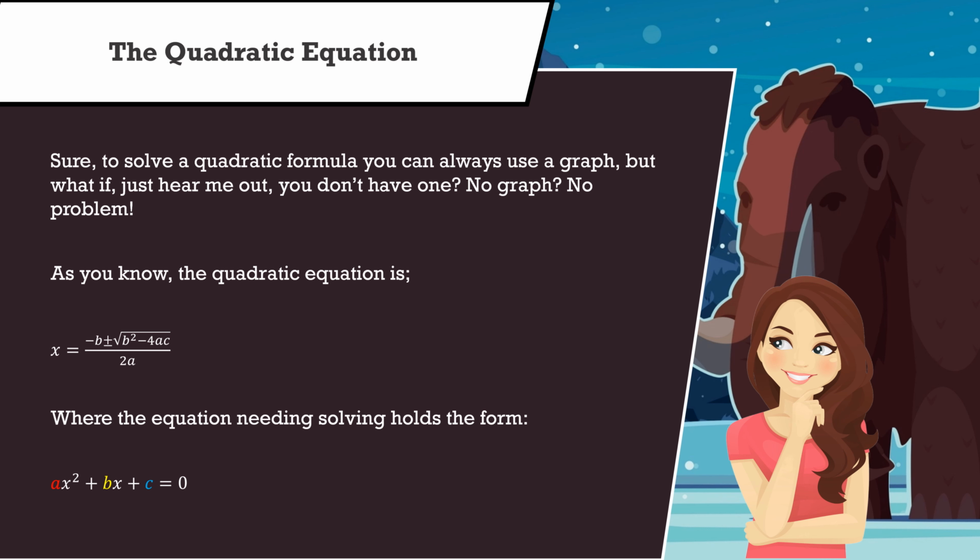Sure, to solve a quadratic equation, you can always use a graph. But what if, just hear me out, you don't have one? No graph, no problem. As you know, the quadratic formula is x is equal to minus b plus or minus the square root of b squared minus 4ac over 2a, where the equation needing solving holds the form ax squared plus bx plus c is equal to 0.